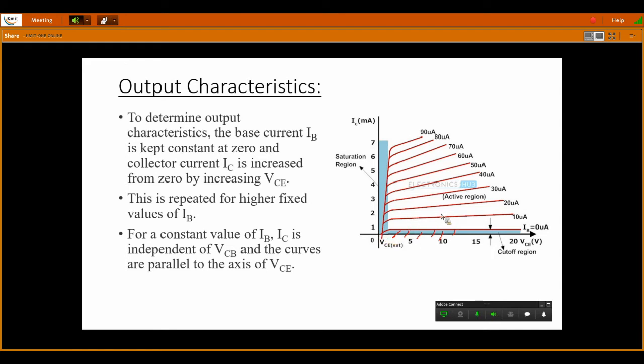And where you have the linear region with respect to your input currents or your output voltages, that region is known as the active region. So in active region, the transistor is acting like an amplifier. In saturation region, the transistor is acting like a switch. Cutoff also can act like an off switch.